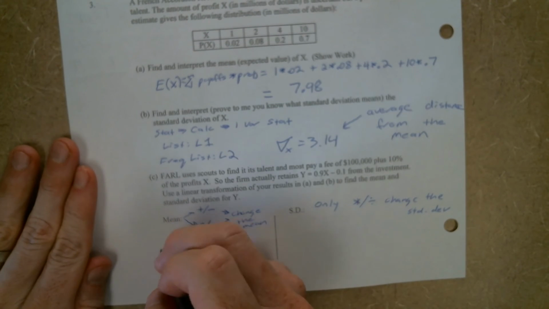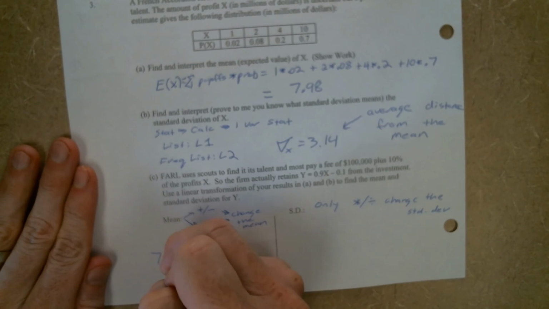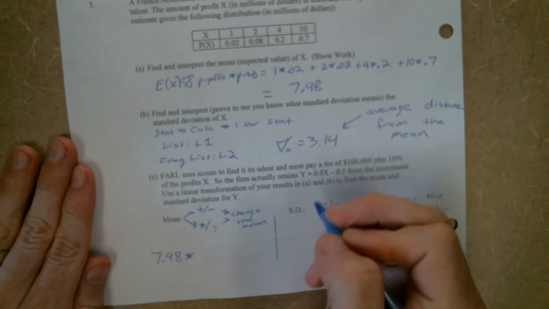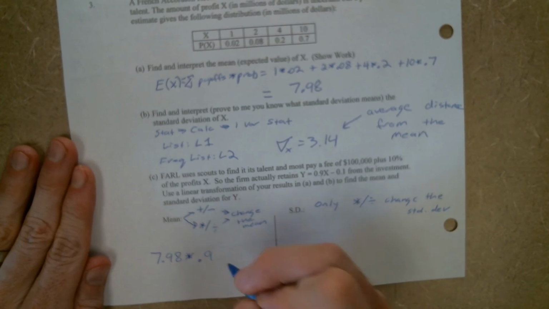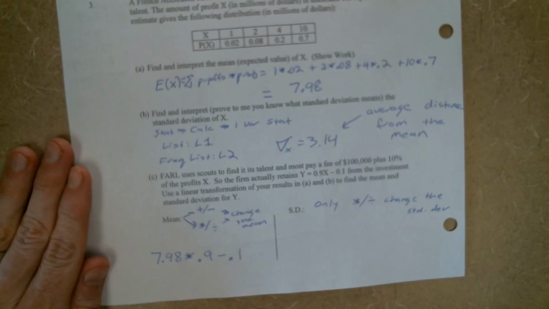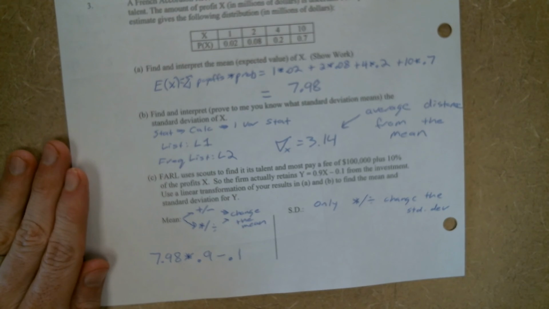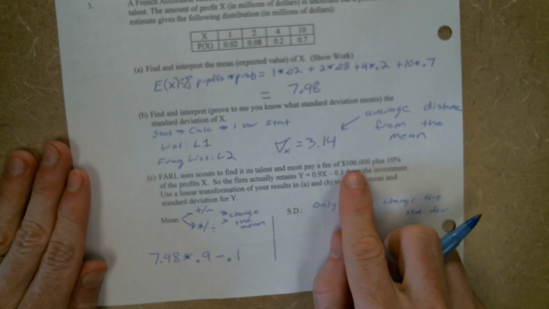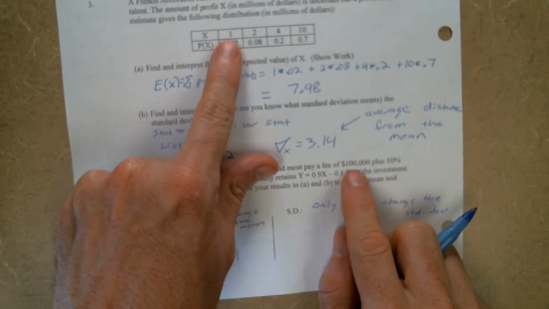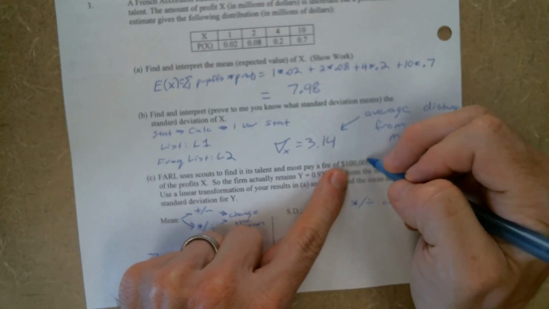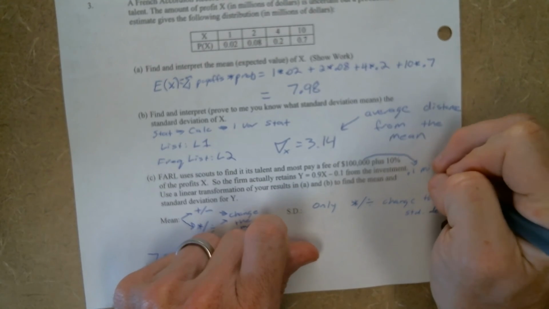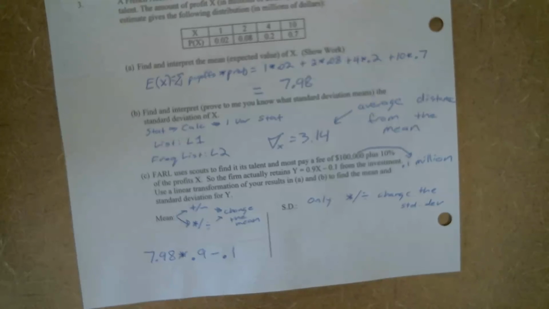So down here, we're going to be looking at 7.98, our original mean, times the 0.9 subtracted by the 0.1. All right. The reason it's 0.1 is this is $100,000. This is in millions. So $100,000 is 0.1 million, if you're wondering where that 0.1 is coming from.